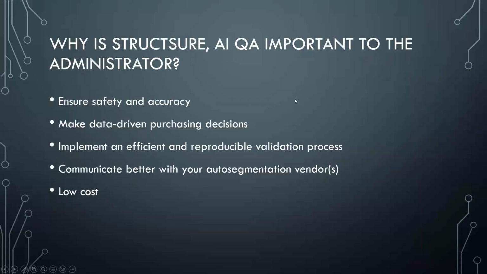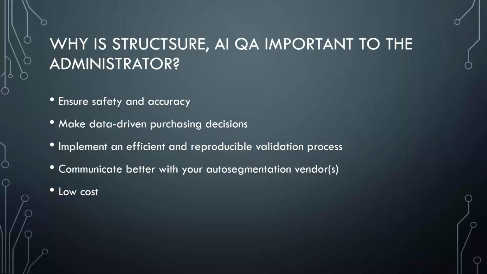But why is Structure AI QA important to the administrator? Well, of course, some of the obvious things: ensure safety and accuracy. AI, deep learning, auto segmentation technology is emerging and promising. Widespread implementation is imminent. Verifying the accuracy of auto segmentation in an objective and rigorous manner is paramount. Make data-driven purchasing decisions, just like I mentioned a moment ago. Try it before you buy it, and you can look through many different AutoSeg engines and see who's giving you the best results based upon what you're seeing in Structure AI QA.